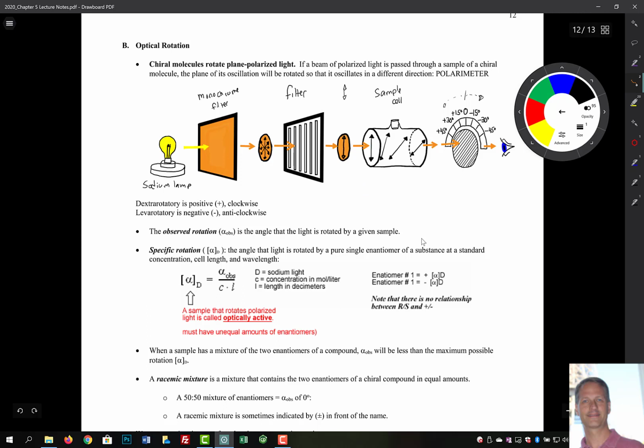If you have a mixture of enantiomers, enantiomer number 1 is going to give you a positive number, and then the other enantiomer would give you a negative number. This is important: there is no relationship between R and S and plus and minus. So you can have an R that's plus in one situation and an R that's a minus in another situation. There's not a relationship between the two.